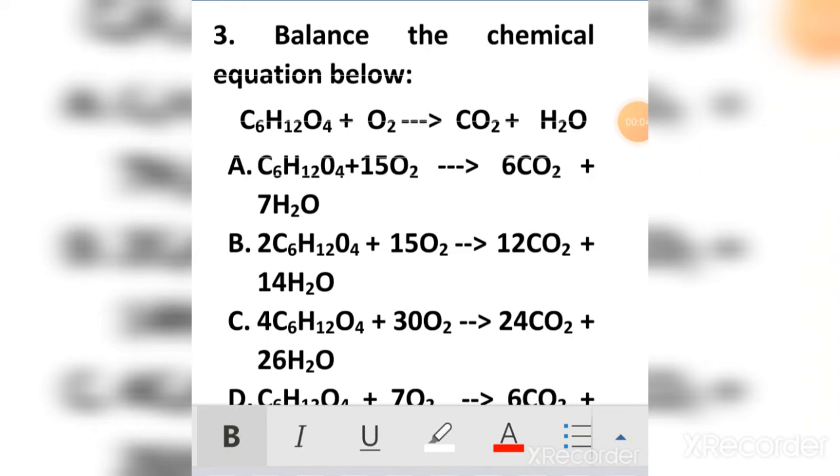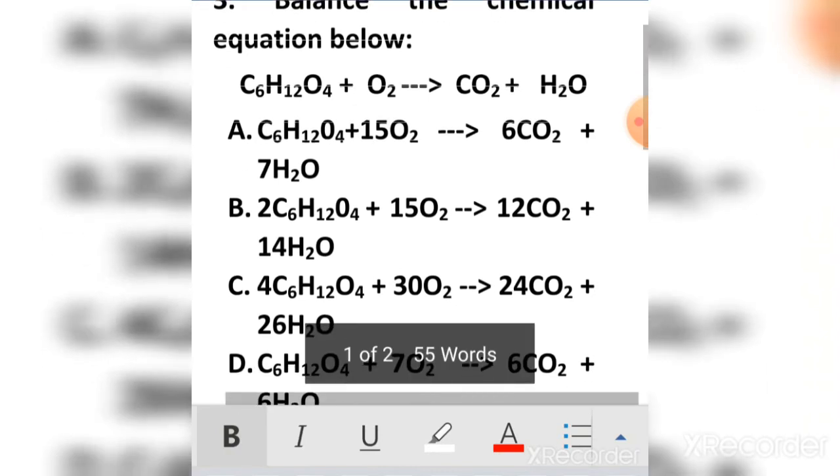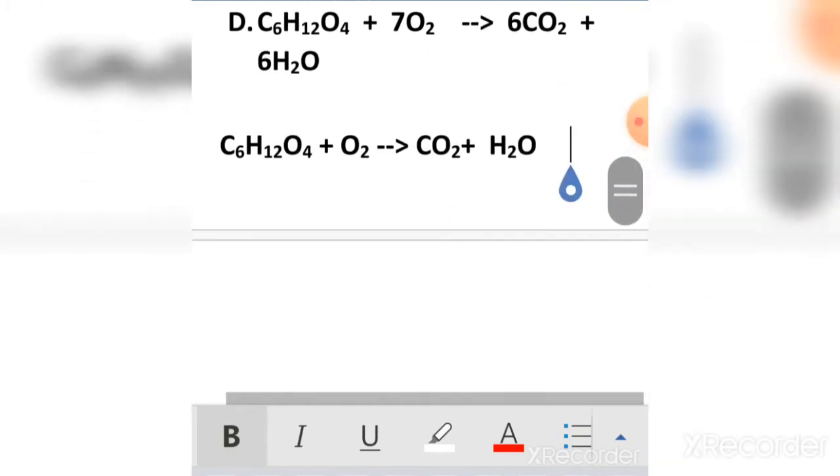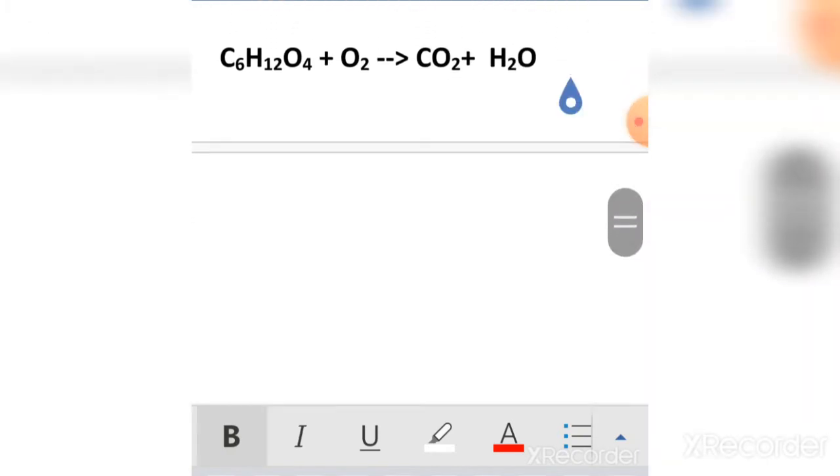3. Balance the chemical equation below. C6H12O4 plus O2 yield CO2 plus H2O. And we have 4 given choices to choose which of these is the correct balanced equation. So here is the given chemical equation and we are asked to balance this one.